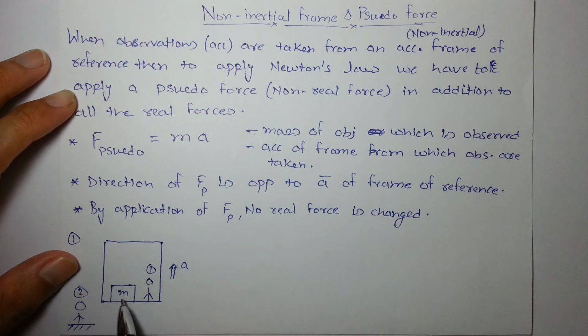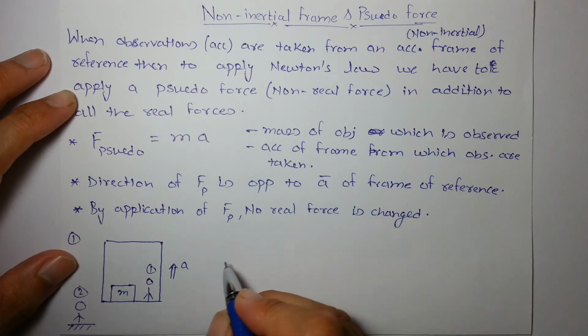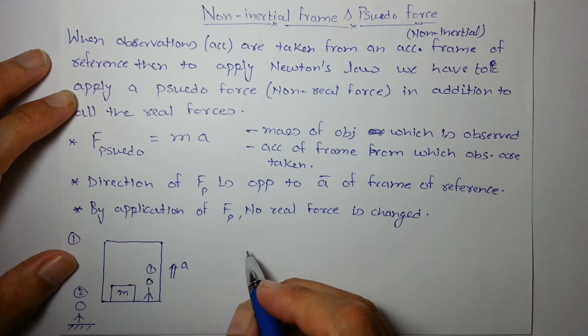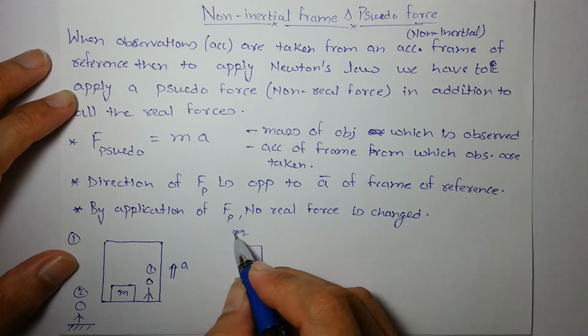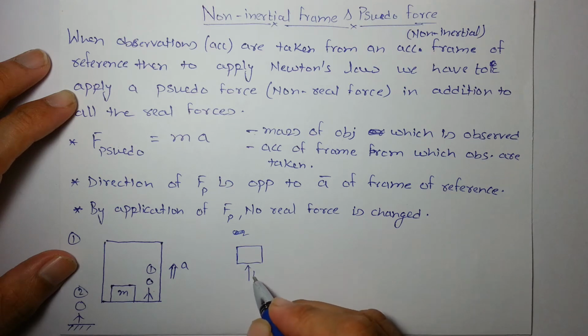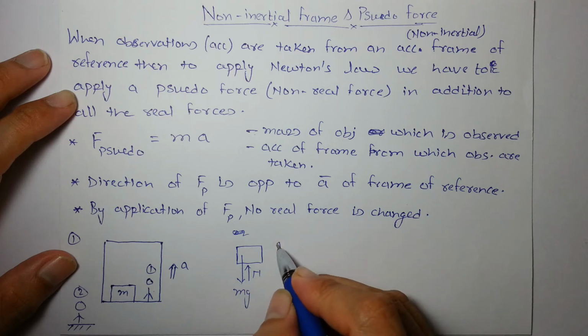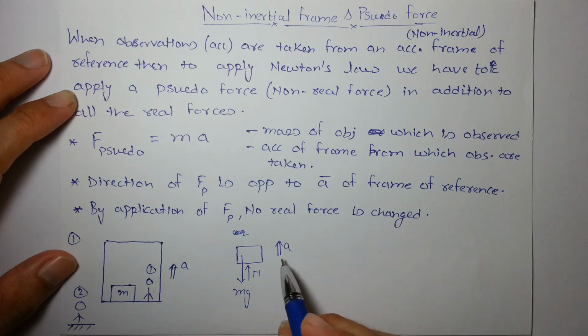Let's start with the first example to make it more clear. There are two observers, 1 and 2. One is moving in a lift in which a block is placed, and there is another observer standing on the ground, observer 2. Let's start with how observer 2 will look at the block. Observer 2, O2, will see a normal reaction from the floor and an mg, and he'll see that the block is accelerating in the upward direction.